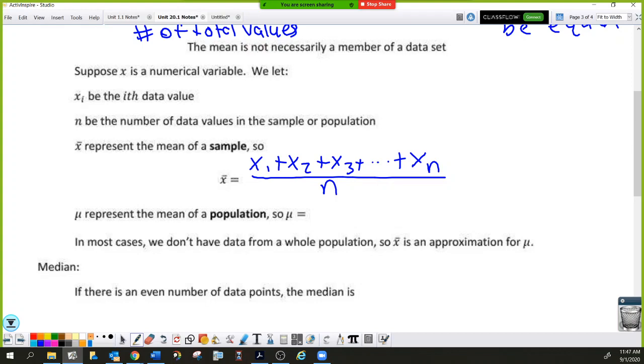Well, we're going to start to use sigma notation again. Remember we used it all the way back in Unit 6 and 7? Right. So instead of saying x1 plus x2 plus x3 plus yada, yada, yada, we're going to add up all the x's from the first one to the last one. So we say sigma i equals 1 to n of x sub i. That means add up all the x's starting at 1 and ending at n, and then divide by n. That's just a fancier way of seeing it. So X bar is the mean of a sample.